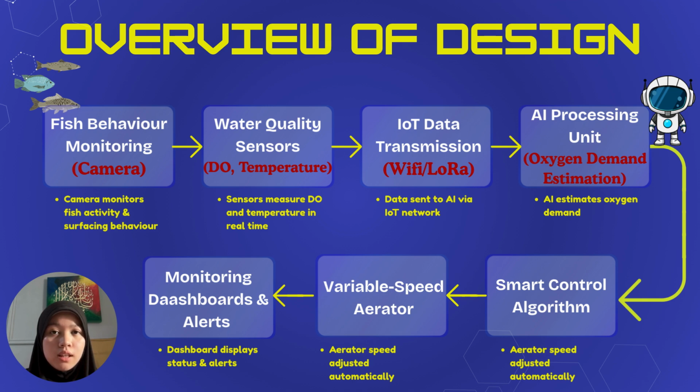Next, the AI model analyzes the fish behavior together with sensor data to estimate the real-time oxygen demand of the fish. The system then compares the estimated oxygen demand with the current dissolved oxygen level. Based on this analysis, a control algorithm automatically adjusts the aerator speed and airflow intensity. And finally, all important information such as oxygen levels, fish activity, aerator status, and warning alerts are displayed on a dashboard that can be accessed by farmers using a mobile phone or computer.